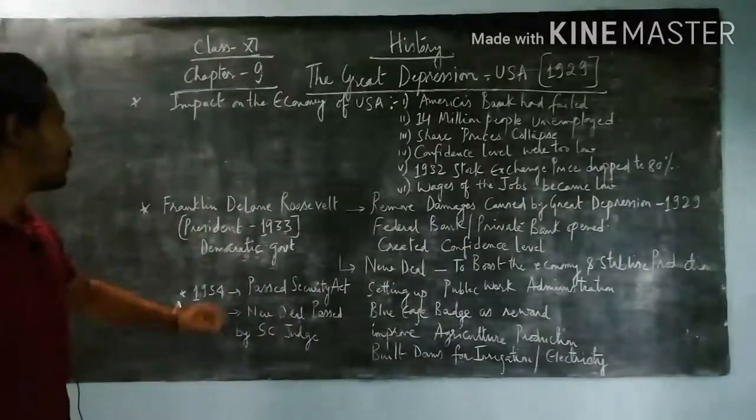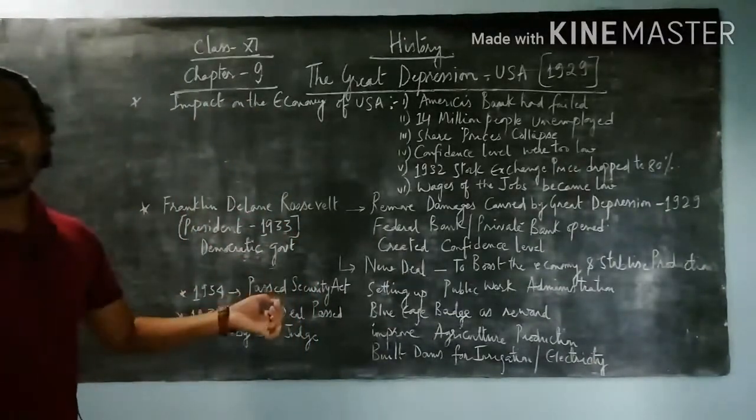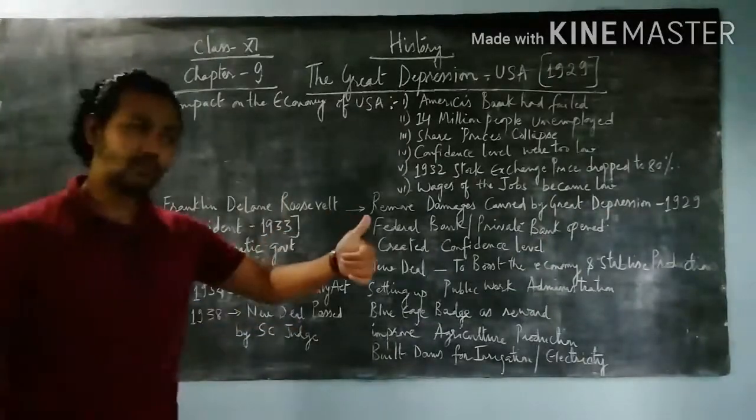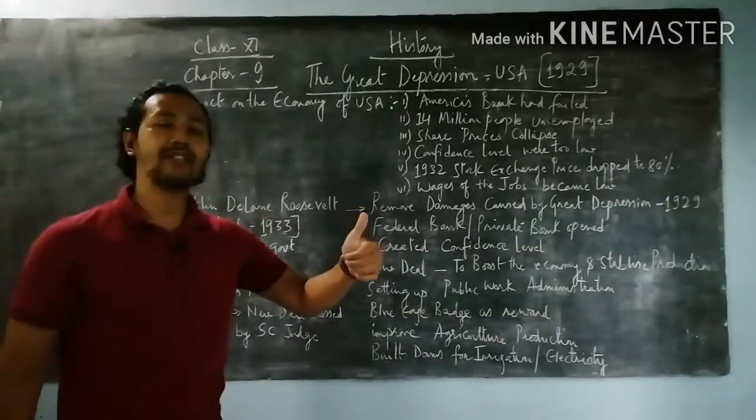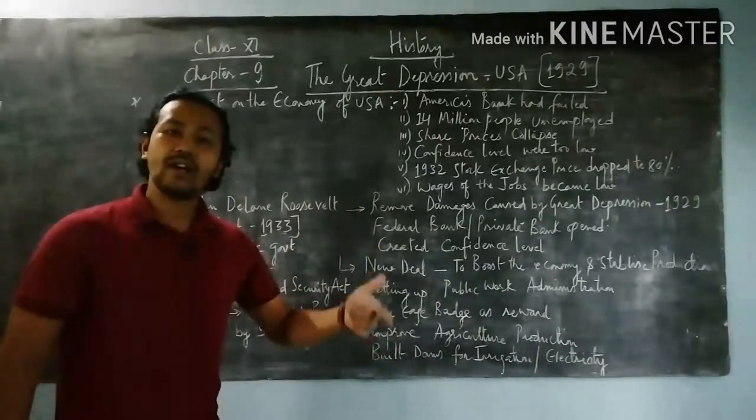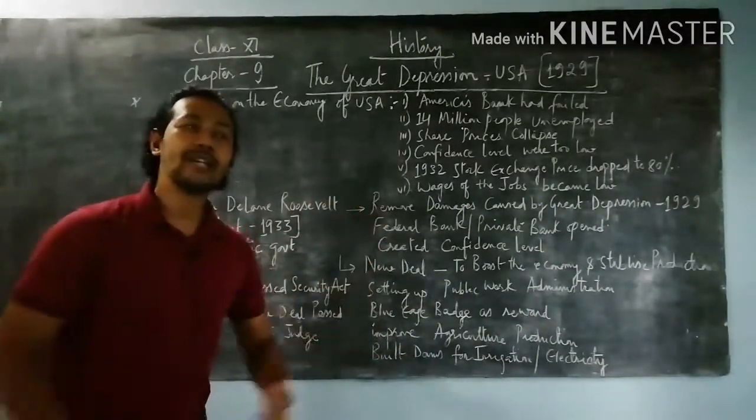So the next topic will focus on the Presidents of America. We have already discussed Woodrow Wilson, who is very famous for the 14 points and the League of Nations. After that, Harding also became the president.